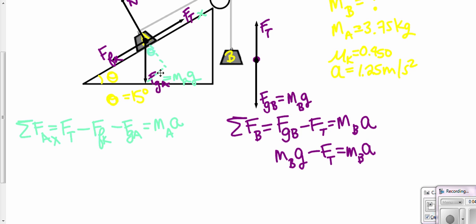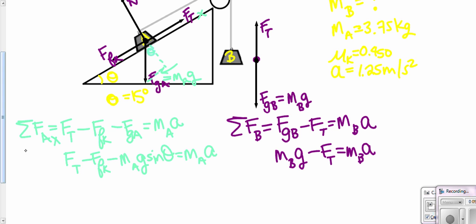So the force of gravity on block A in the x direction should be the sine of theta times mass of A, or times mass of A times G, excuse me. So let me just write that now. I don't know anything about kinetic yet, but I know this is going to be mass of A times G times sine theta is equal to mass of A times A. And so far I know all this, so this will help me solve something.